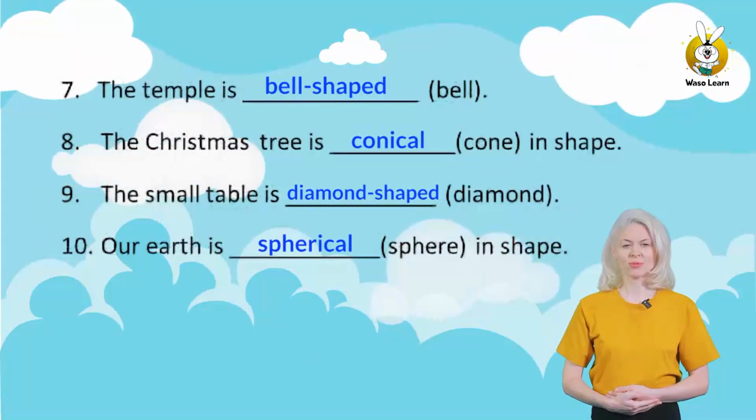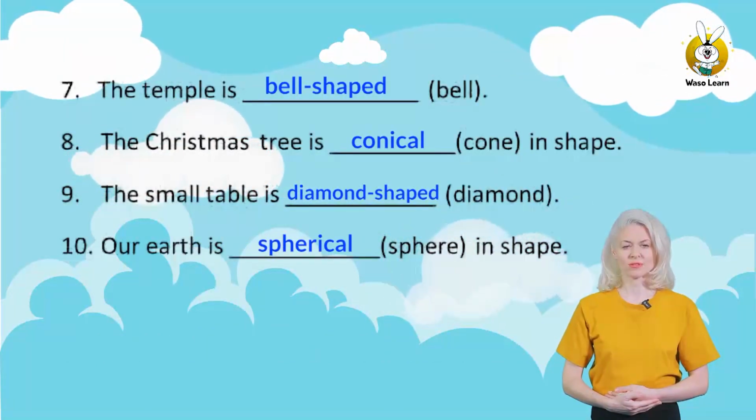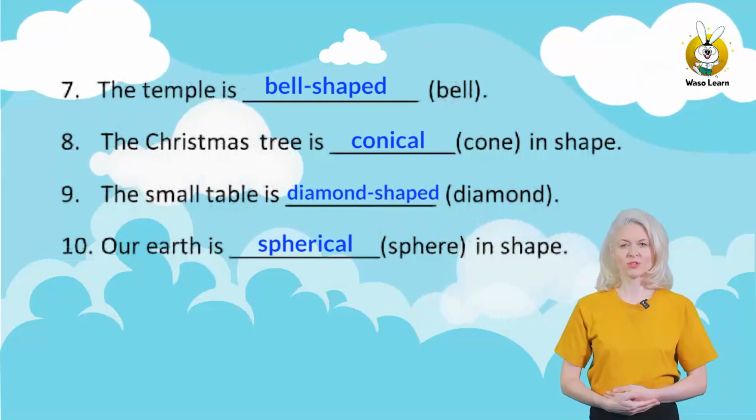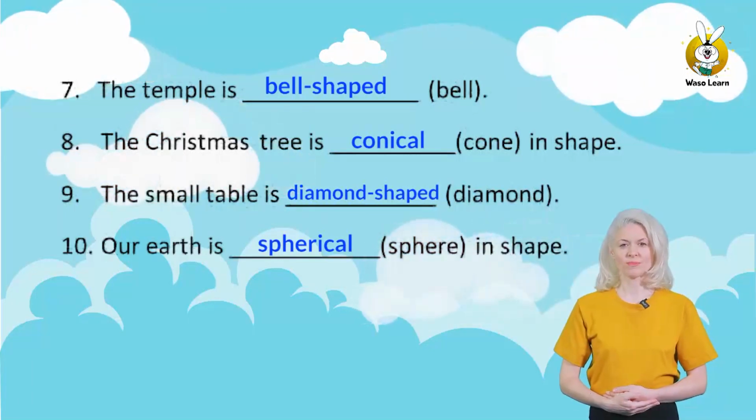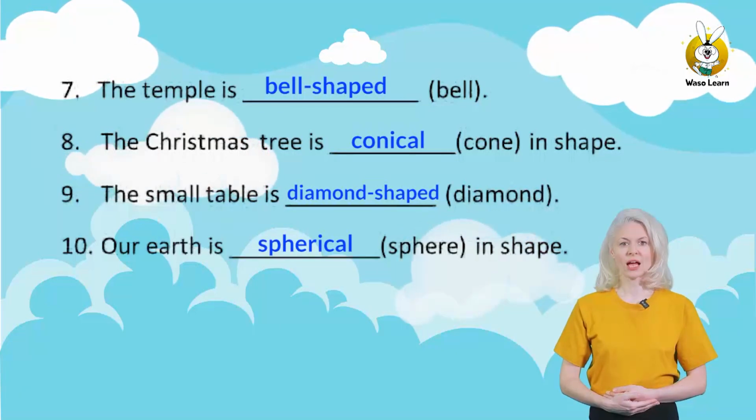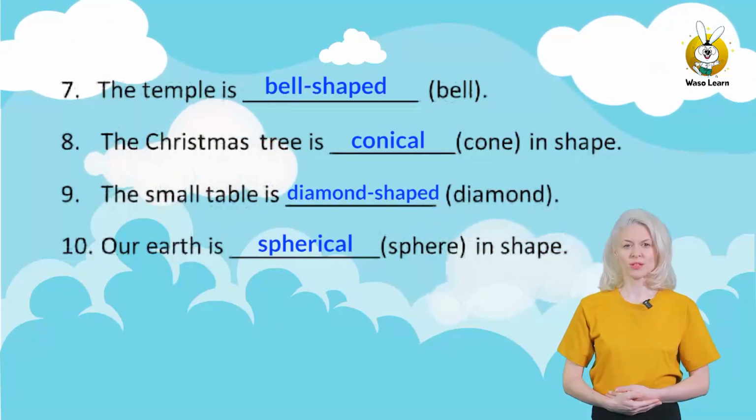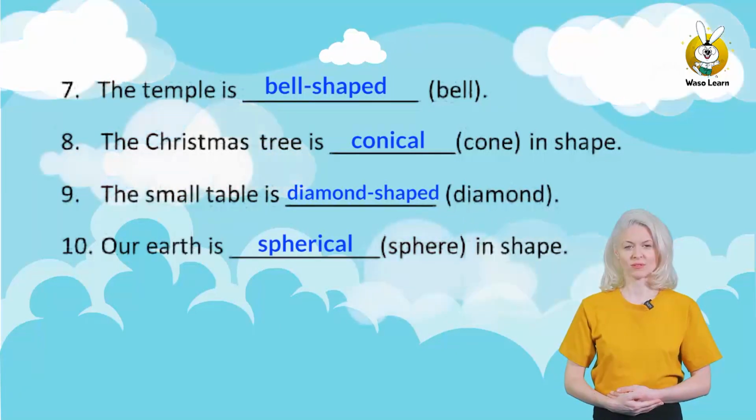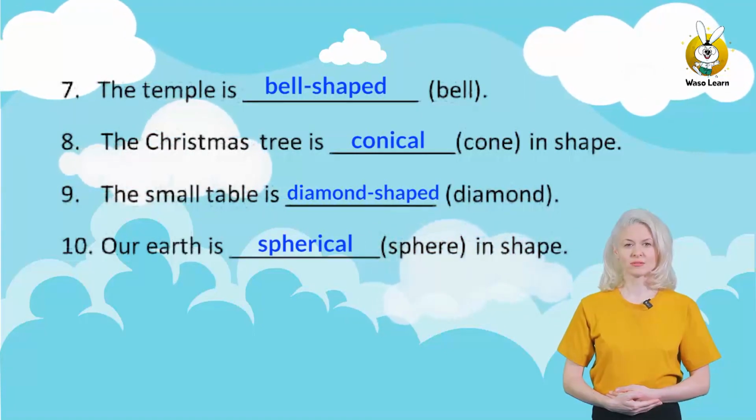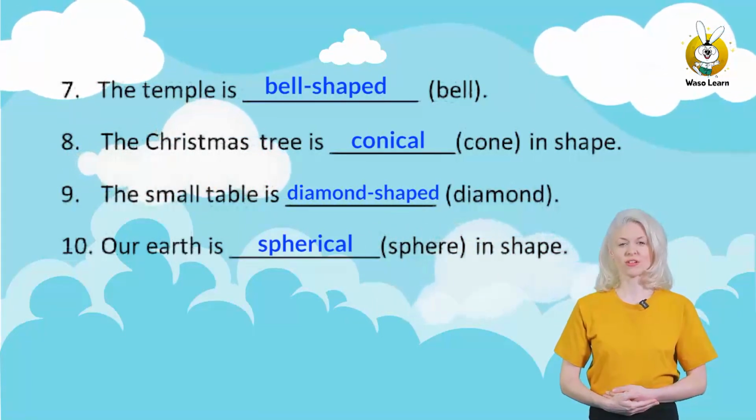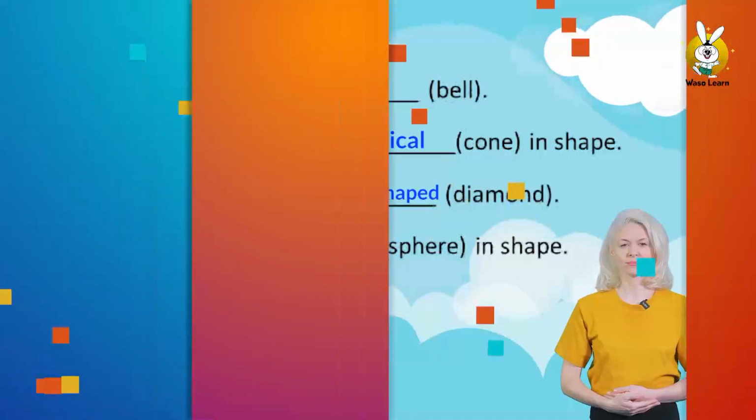7. The temple is bell-shaped. 8. The Christmas tree is conical in shape. 9. The small table is diamond-shaped. 10. Our earth is spherical in shape.